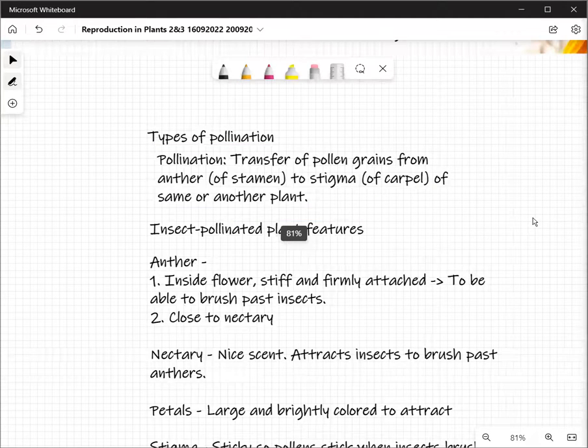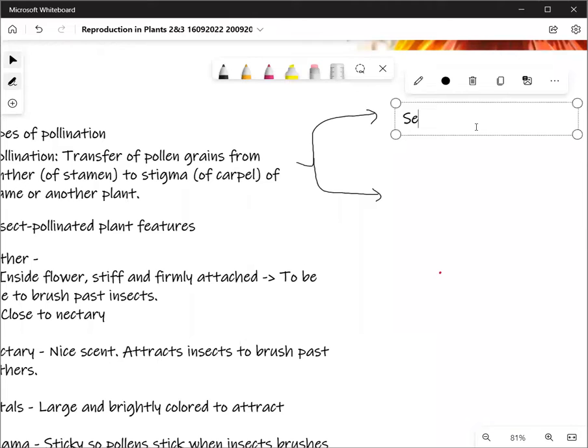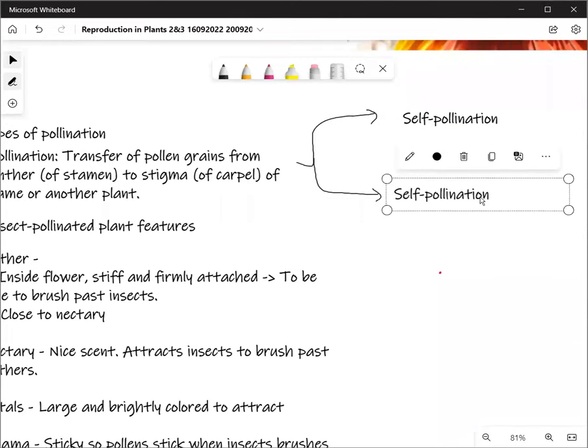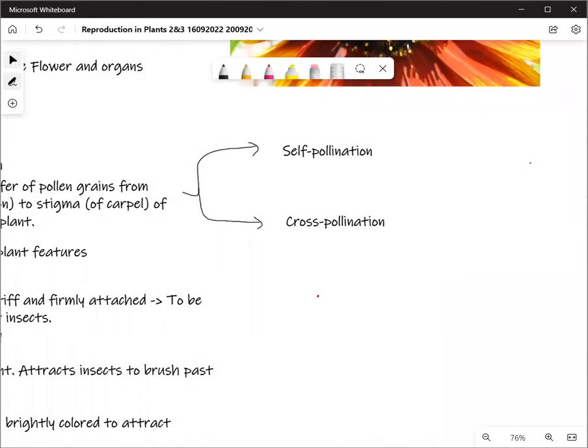Let's continue. Now, the next thing we have are the types of pollination. There are two kinds of these: self-pollination, and we also have cross-pollination. Now, what is the difference between these two? Self-pollination is, I'll tell you, this is the definition. Write it down.